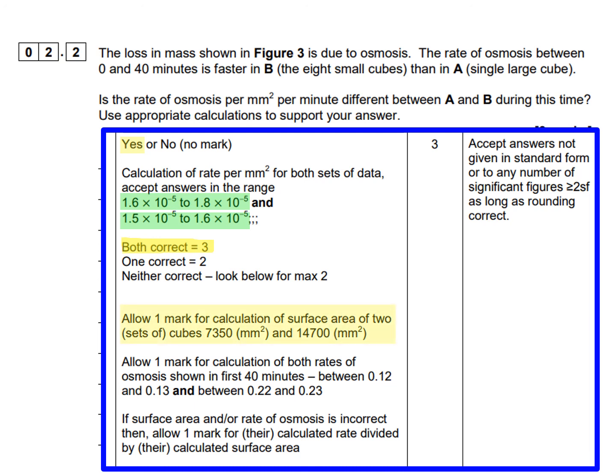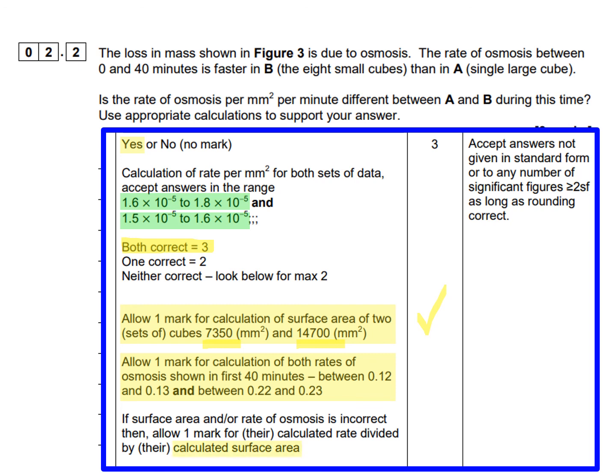Okay, and then we need to look at other ideas that are accepted. So for one mark, for calculation of surface area of two cubes, as long as the surface areas were correct, that's one mark if you didn't quite work out the rate per minute per gram. Also, it allows us one mark for calculating both the rate of osmosis in the first 40 minutes. Okay, so 0.12 and 0.13 and 0.22 and 0.23. So that would be worth one mark.